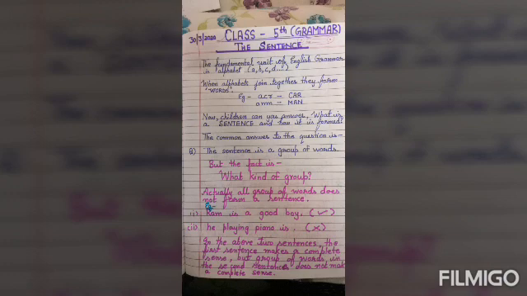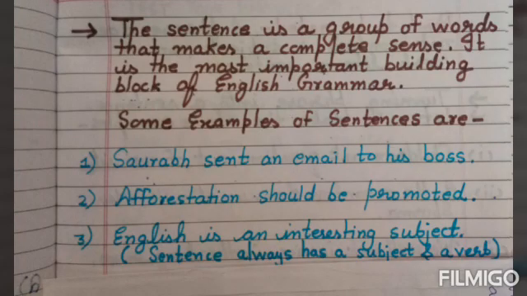Example, number 1: Ram is a good boy. It's a sentence. Number 2: he playing piano is. It's not a sentence. How? In the above two, the first makes complete sense, but the group of words in the second does not make complete sense, as we do not know what is happening in the sentence with the subject, verb or predicate. So, the proper definition is: a sentence is a group of words that makes a complete sense. It is the most important building block of English grammar.